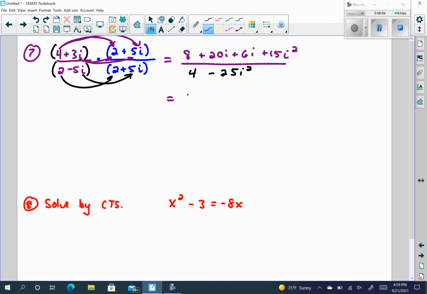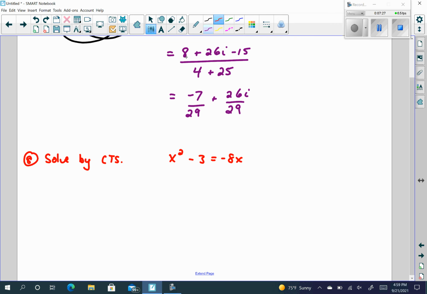So now up top, I'll get 8. I can combine the 20i plus 6i, so plus 26i. And then i squared turns the positive 15 to a minus 15. Over 4, this will become plus 25. i squared will turn the minus 25 into positive 25. So now I can combine 8 minus 15 is negative 7 plus 26i. And because I wanted you guys to write this in the form of a plus bi, we just individually put them over the 29. So that's what I was looking for with those directions.